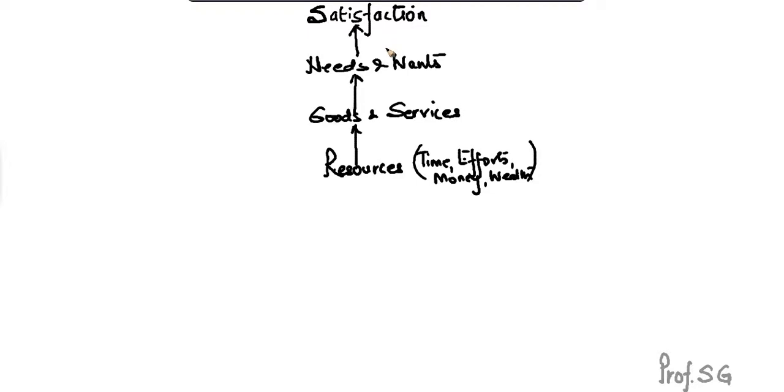In economics, this entire range of activities, right from spending your resources or allocating your resources towards attainment of satisfaction, can be in general termed as an act of consumption. So we'll call it the act of consumption. So consumption is nothing but allocation of resources in order to buy goods and services, by consuming which one can satisfy his needs and wants.